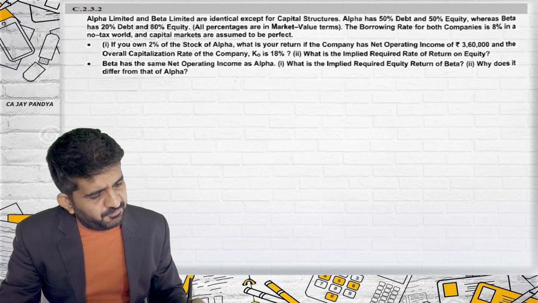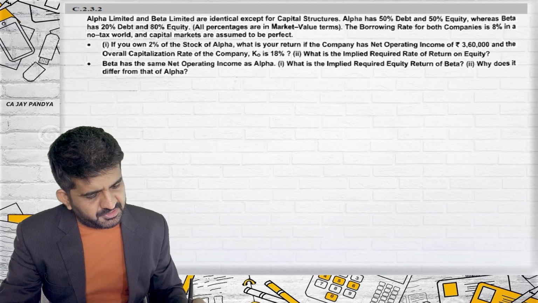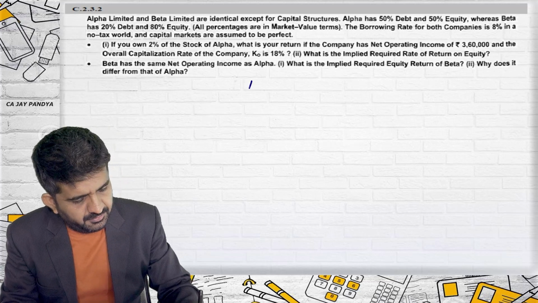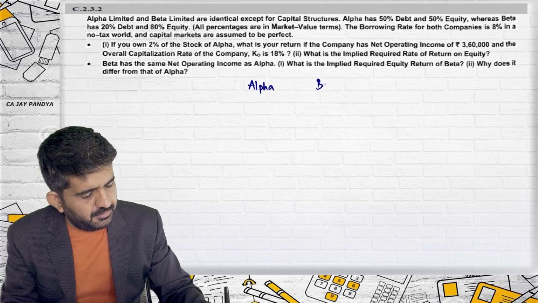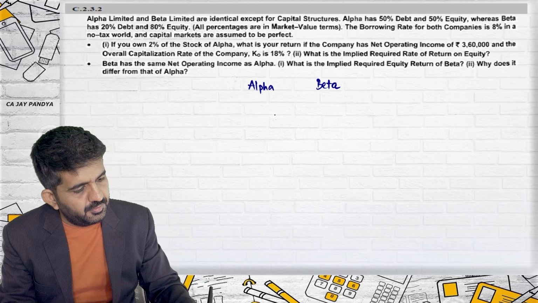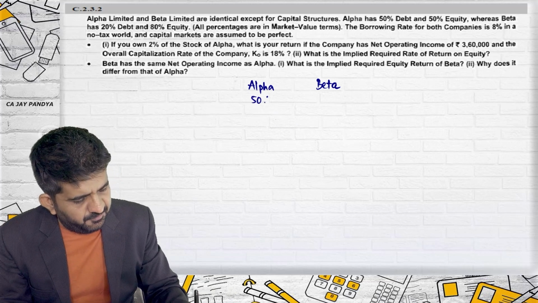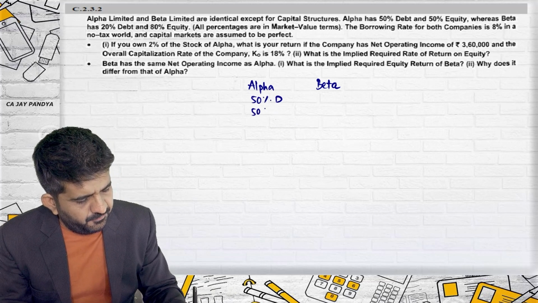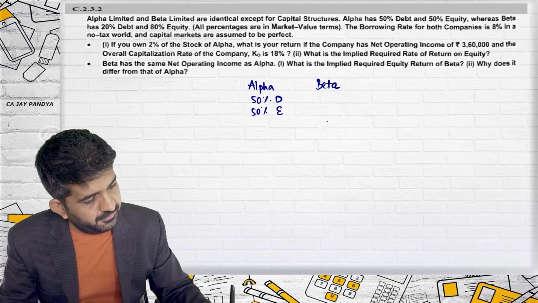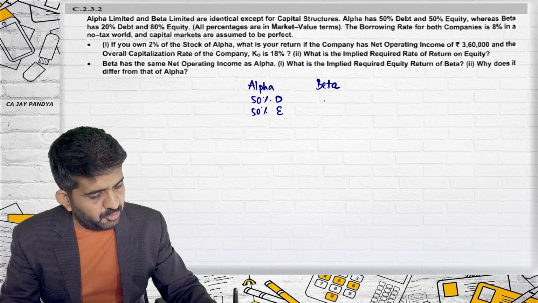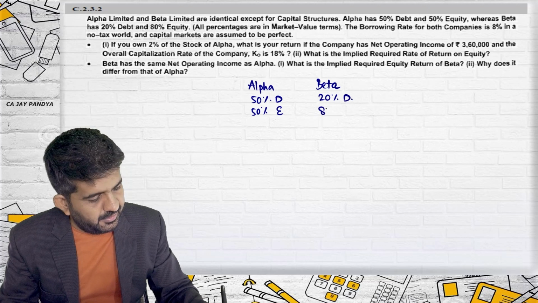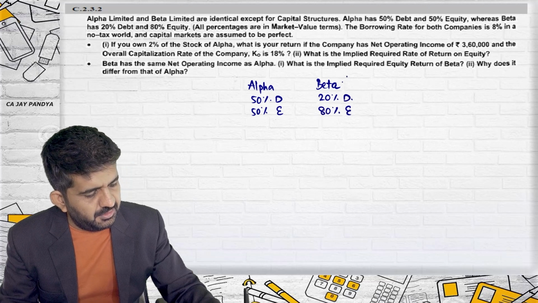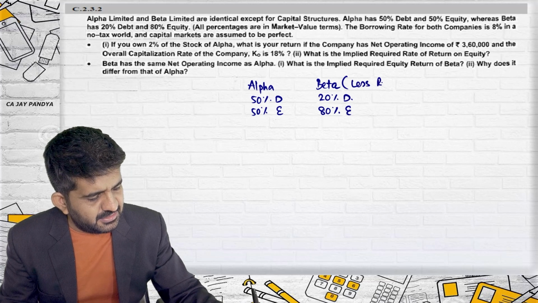Alpha has 50% debt and 50% equity. So let me write it down: Alpha and Beta. Alpha is having 50% debt, 50% equity, whereas Beta is having 20% debt and 80% equity. This is less risky.